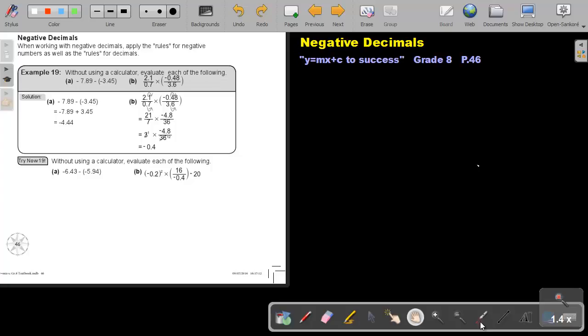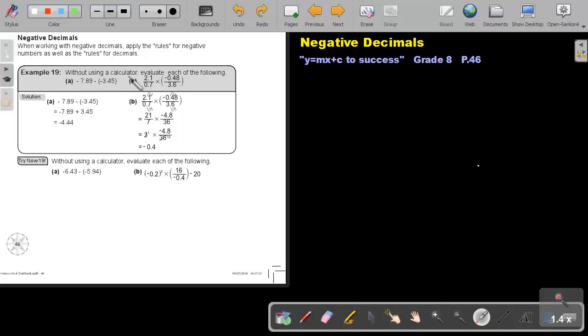Part 18. Negative decimals. You will find this on page 46 in the Namibian Mathematics Grade 8 textbook, Y equals mx plus c to success. Now, negative decimals. When working with negative decimals, apply the rules for negative numbers as well as the rules for decimals. Let's look at an example.